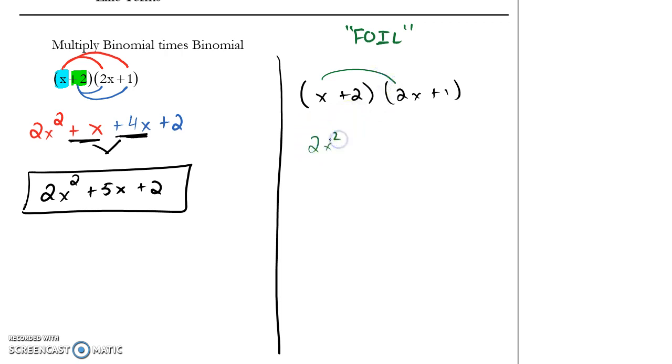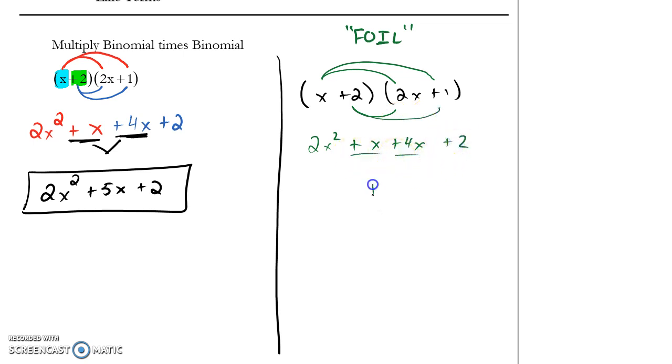2x squared. The O stands for outer. Take the two terms on the farthest outside. That's your x and your 1, and multiply them together. And that gets you plus x. The I is the inner, the two innermost terms. The 2 and the 2x gets you 4x, and the L is the last term in each binomial. That's your 2 and your 1. Multiply them, and you get a 2.